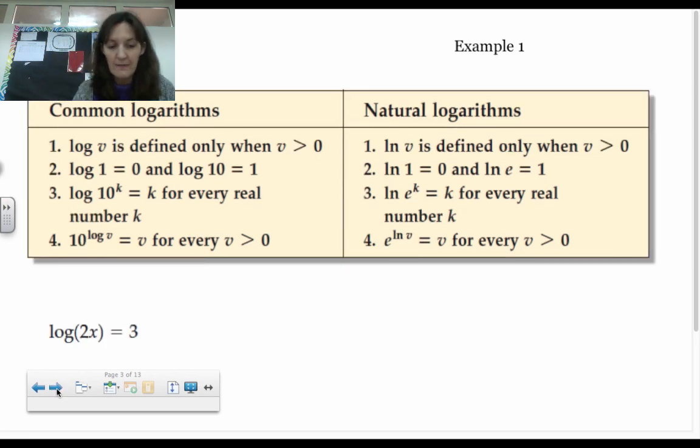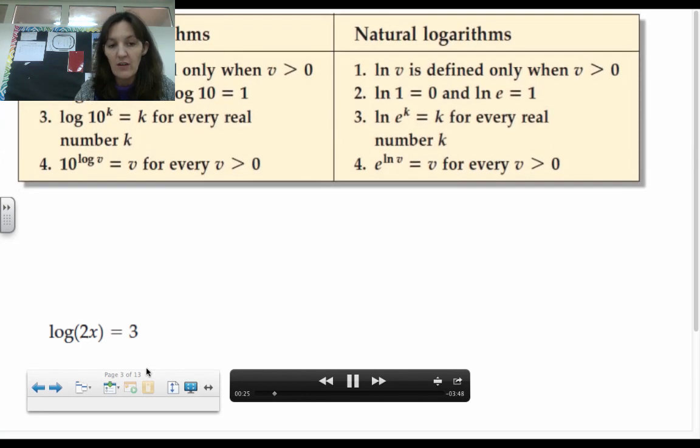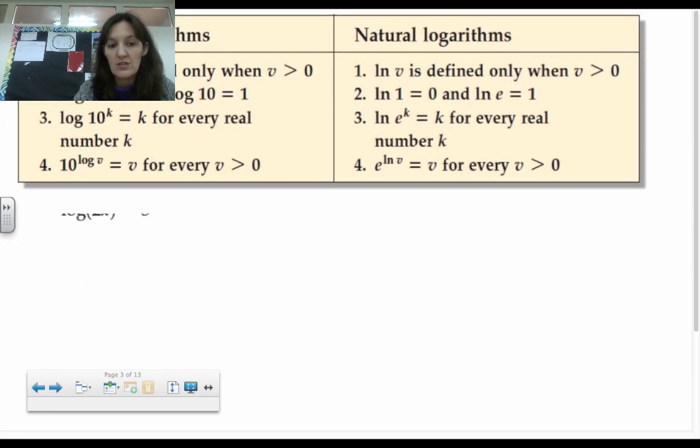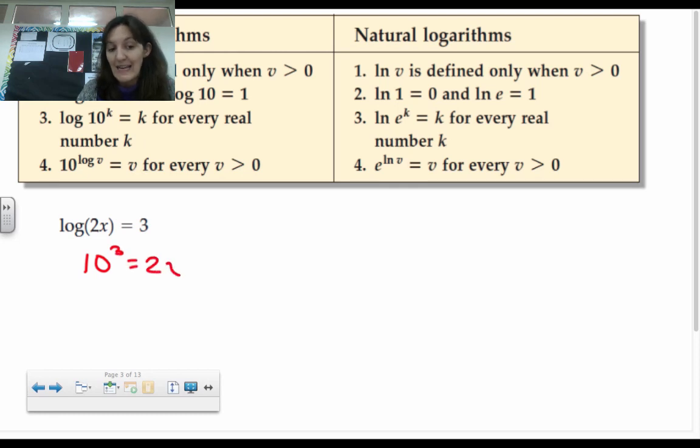All right, so we're going to continue on to some examples. So this example 1, down here, says log of 2x equals 3. So how can I use these rules to solve my problem? I'm going to use the base 10 thing again. So 10 to the third power equals 2x. So then I know 10 to the third is 1,000 equals 2x. And I divide by 2, and I get x equals 500.